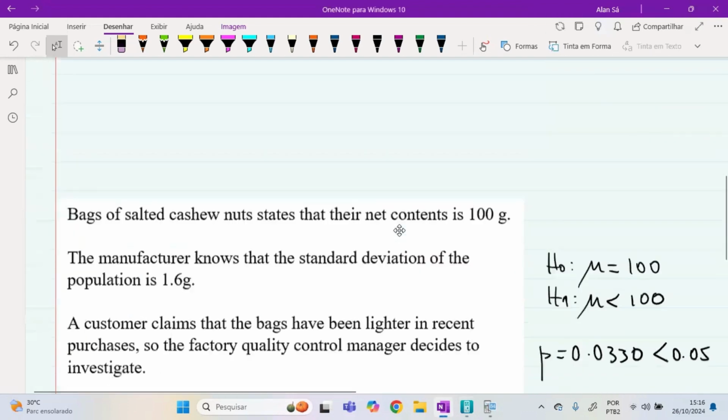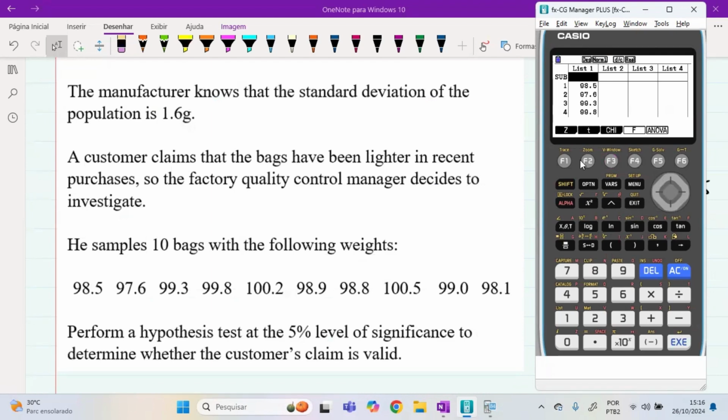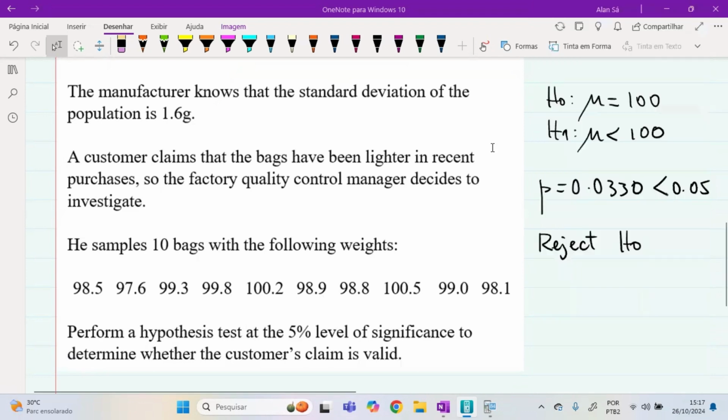And then for the second problem in the calculator, we would go to test, z-test, one sample, but then we would use list. By using list, the calculator is going to get the information from the list that's here with all the 10 values. Then we follow the same process. Choose this. The calculator is going to get the information from list one. Then we just execute, and the p-value is here, the same p-value that we found using Texas.